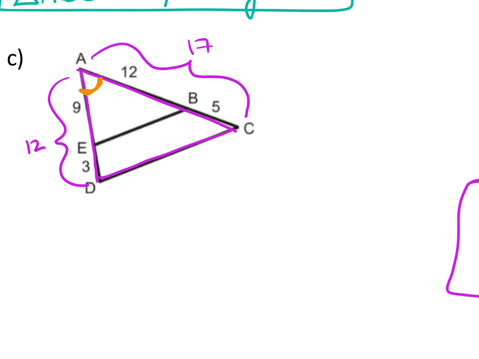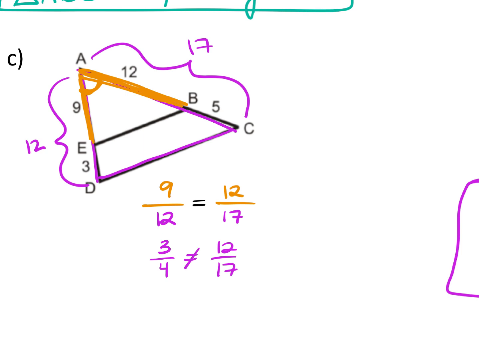So I would say 9 over what? 12. Over 12 is equal to, what's going to go on top over here? 12. This 12, right? Over what? 17. The 17. Okay, so take a look at that. 9 over 12 equals 12 over 17. 9 over 12 reduces to 3 over 4. 12 over 17 does not, it doesn't reduce.